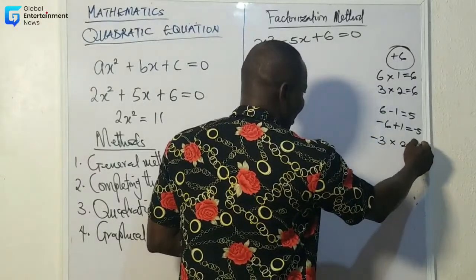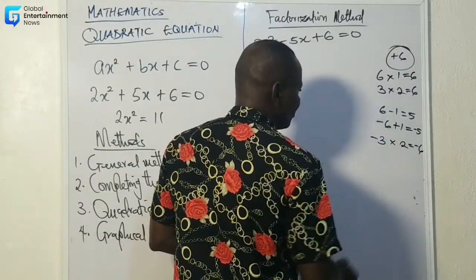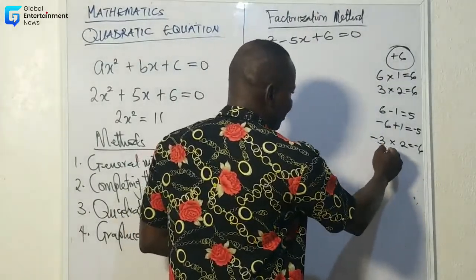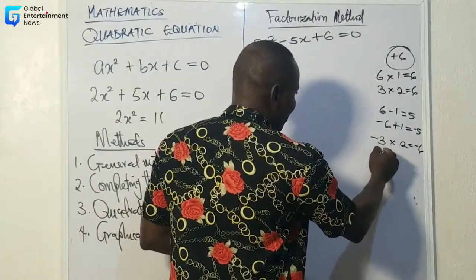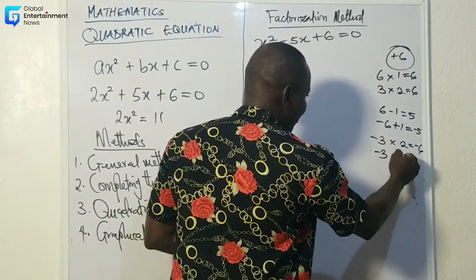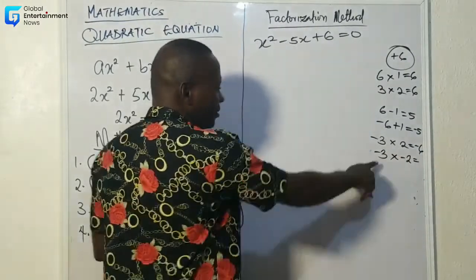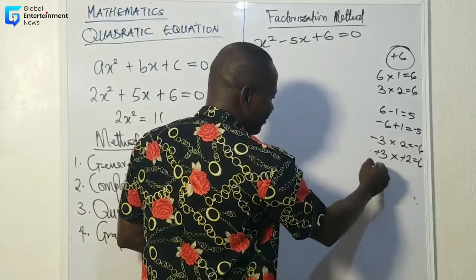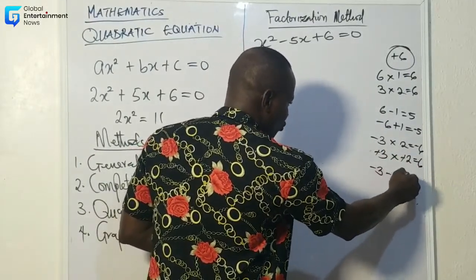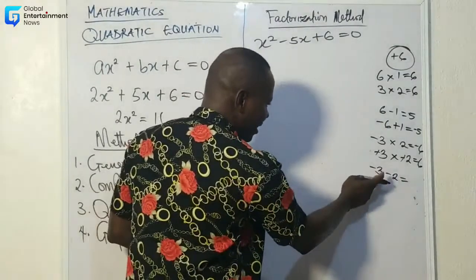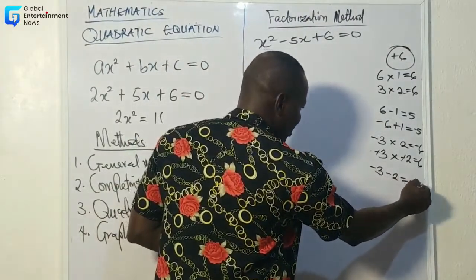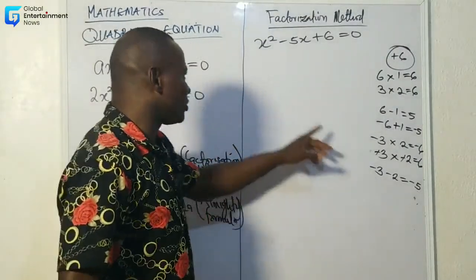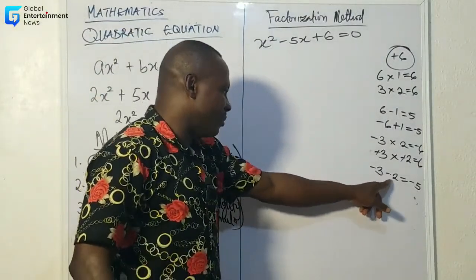It will give us minus 6, but what we are having here is plus 6. And if we say minus 3 times minus 2, let's check this one. Minus 3 times minus 2, minus cancel minus, is going to give us 6. And if we say minus 3 minus 2, what will it give us? You are owing 3 naira and you are owing another 2 naira. That one will give us minus 5. That means that the two variables that we are going to put here is minus 3 minus 2.